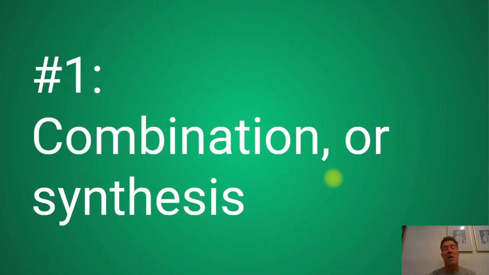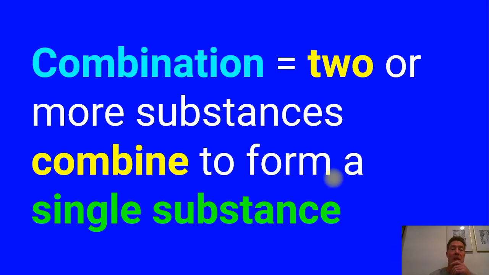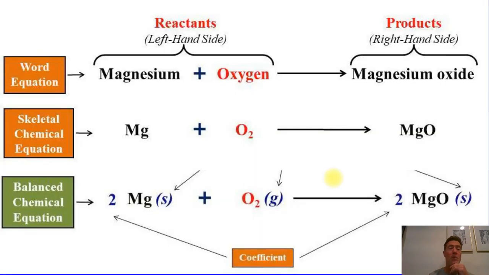So let's look at the first one, combination or synthesis. In a combination reaction, 2 or more substances combine to form a single substance, a new single substance. So here we have magnesium combining with oxygen, producing magnesium oxide. Mg plus O2 yields MgO.